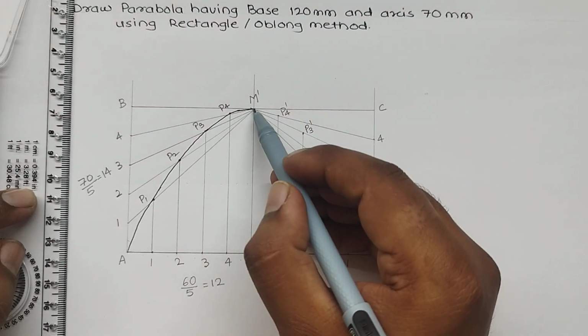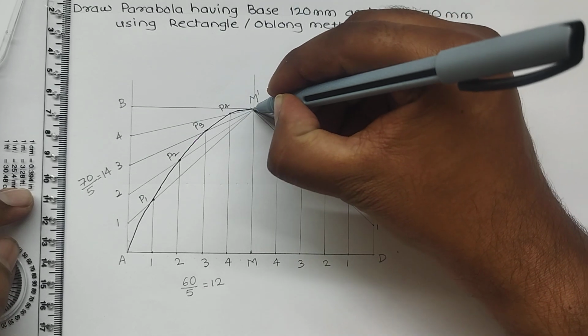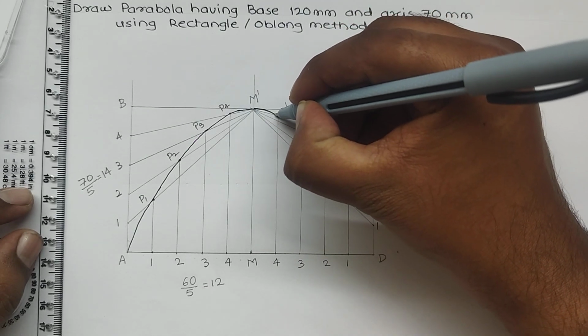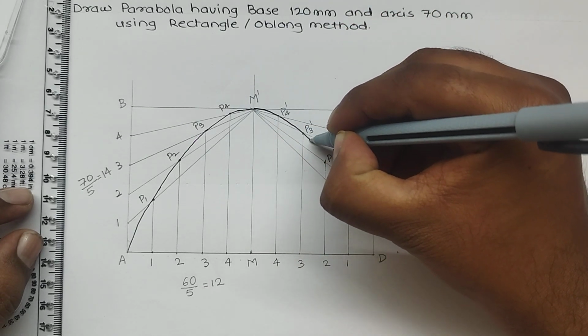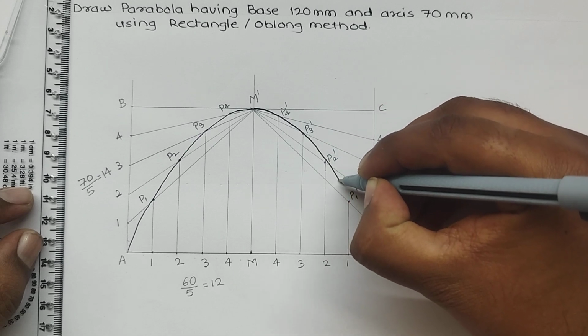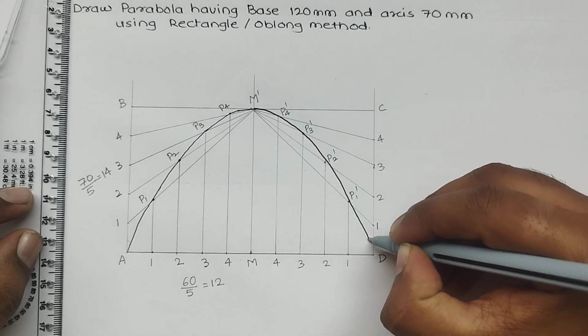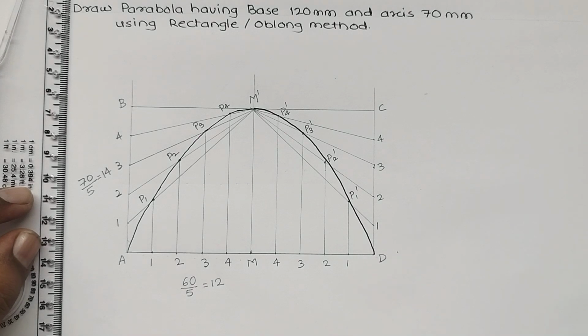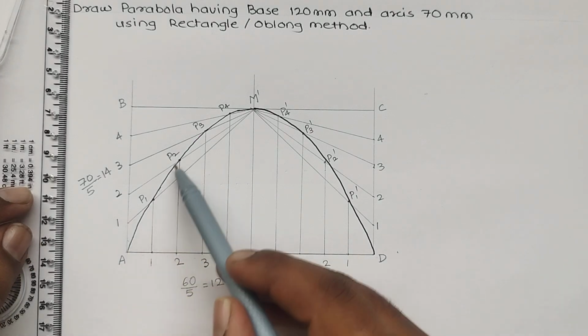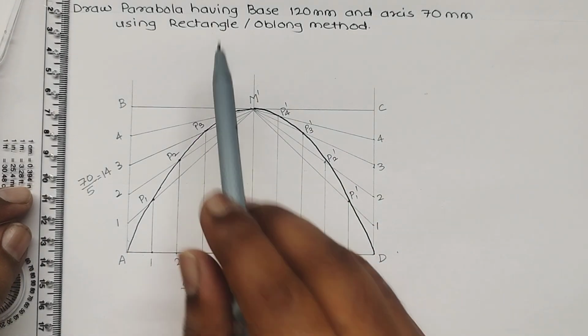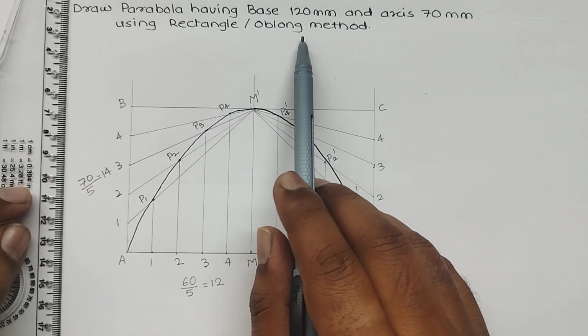Up to point M1, and again from point M to P4, P3, P2, P1 and D. In this way you have completed the parabola using the rectangle or oblong method.